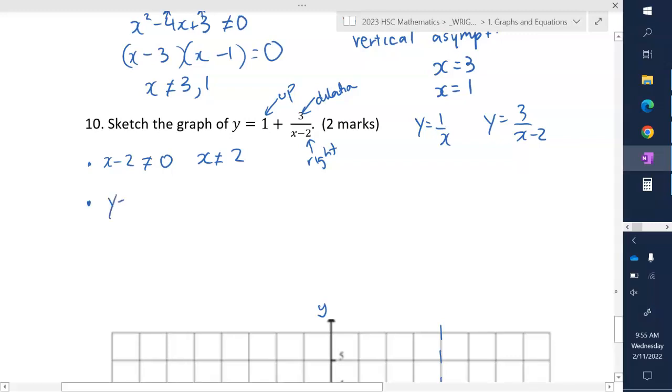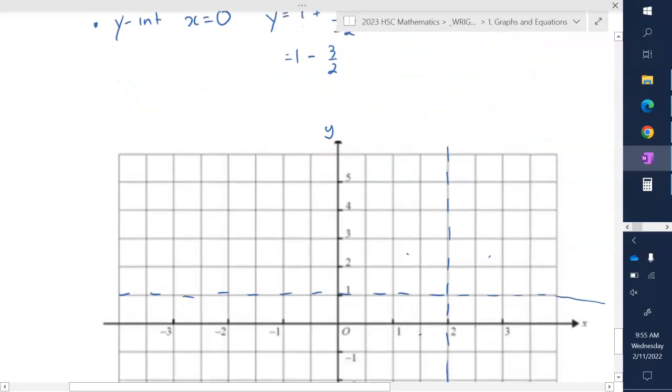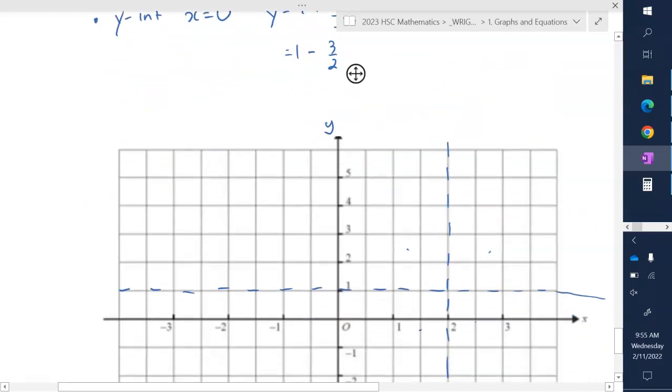Let's try that first. Our y-intercept happens when x is equal to 0. What are we going to have? Our y is going to be 1 plus 3 over minus 2. So what have we got? That gives us 1 minus 3 over 2, which is minus 1.5. So we're taking away more than we've got, so our value is going to be down here. We're cutting at the bottom. So straight up, that's where our graph's going to go.